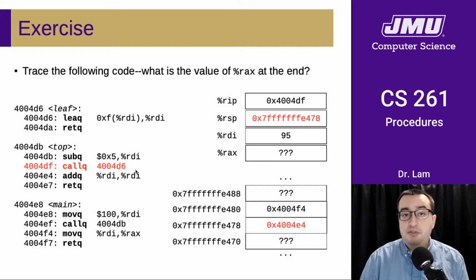All right, so now that we've stored the return address, we'll go ahead and transfer control to the address encoded in the call instruction. So that's the 4D6. And now we are inside of the leaf function.